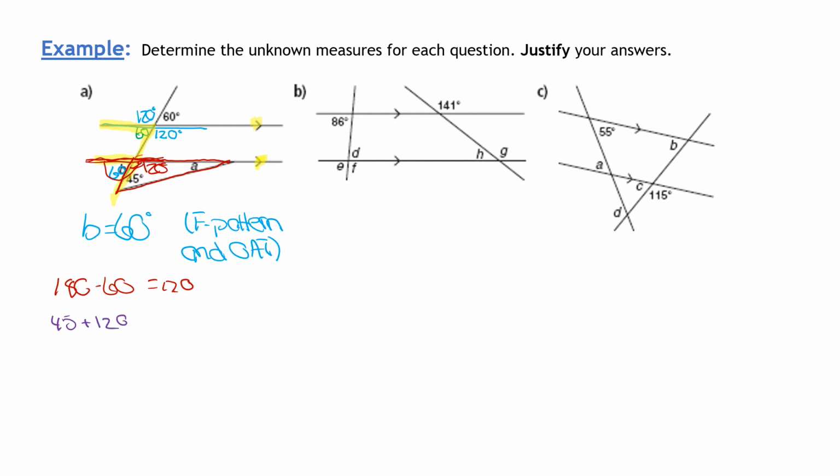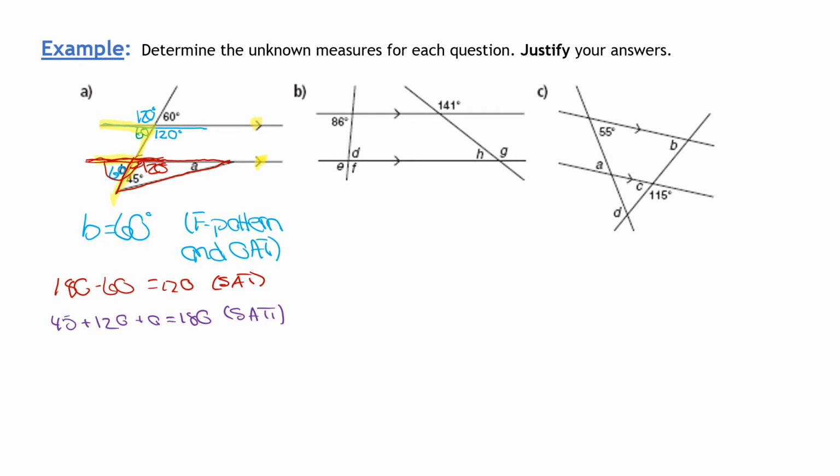45 plus 120 plus A has to equal 180 degrees, and that is my sum of the angles in a triangle theorem. Now I did also use the supplementary angle theorem, so I can label that up here. Supplementary angle theorem, or you could write straight line or something like that.